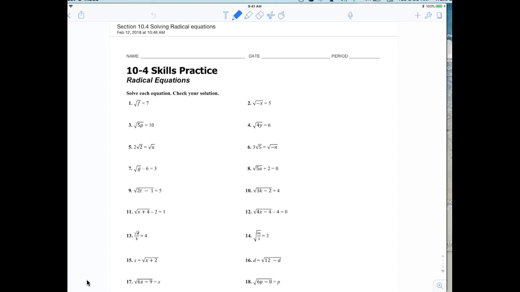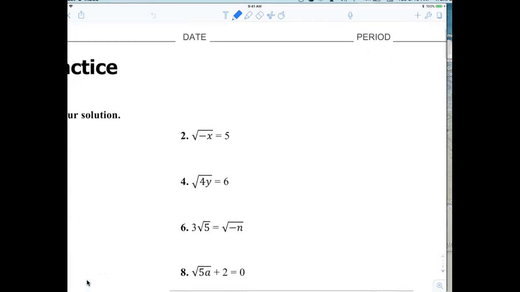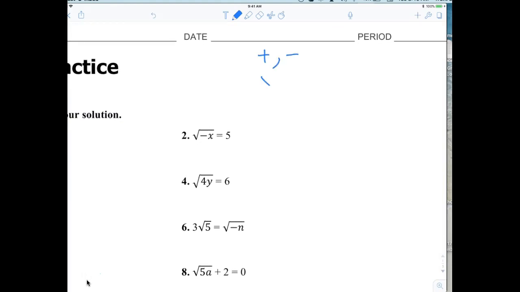Functions are grouped together by inverses. All right, what do I mean by that? Well, what's the inverse of addition? What's the inverse of multiplication? What is the inverse of square root? A square. What's the inverse of a square? Square root. And what I'm trying to do is show you that those inverses are grouped together.